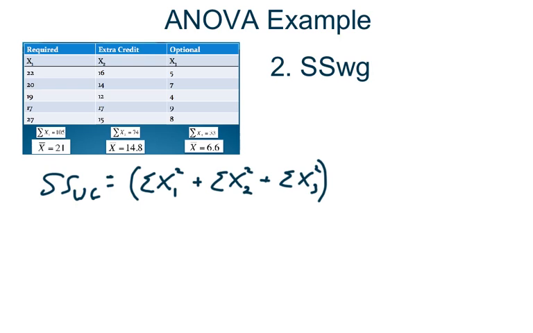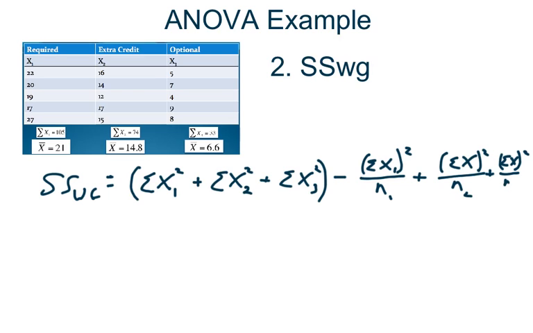That's the first chunk, and then we're going to subtract from that the sum of all of the x's for group 1 squared divided by n for group 1, plus the sum of all of the x's squared for group 2, and if it fits in there, the sum of all of the x's squared for group 3 divided by n. And that's it. So we're going to just square each of these numbers and add them up, and then add up all of the individual scores.